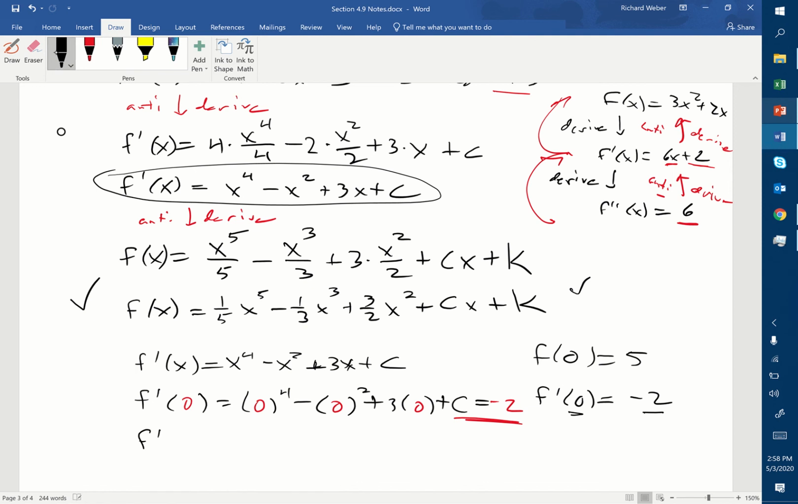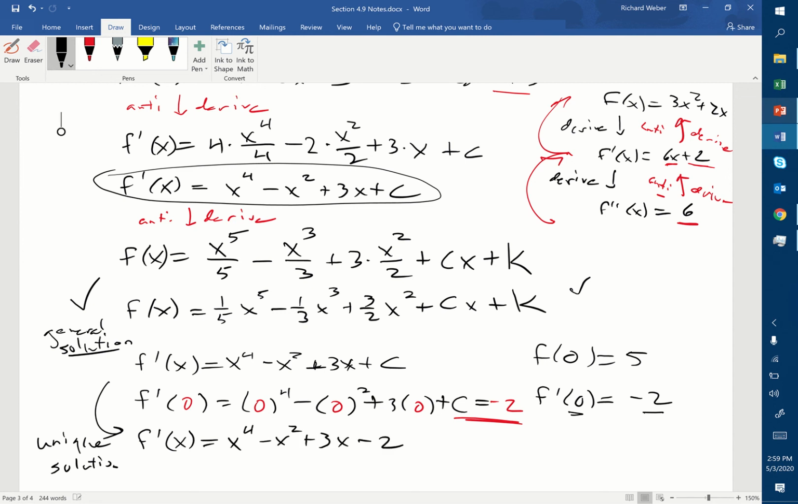So now I know that your function, your unique solution, we call it in other classes, as opposed to, say, the general solution, which we also call in other classes and in this class, is found to be, you rewrite it, the derivative of x to the 4th minus x squared plus 3x, but now we know that that guy's -2. Oh, that looks more real.